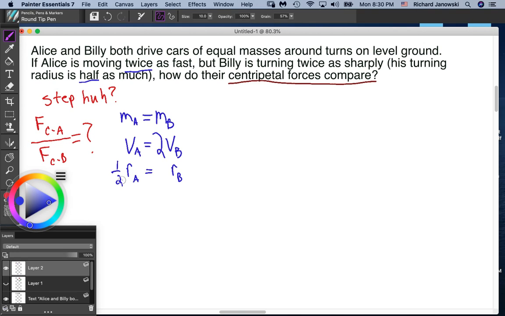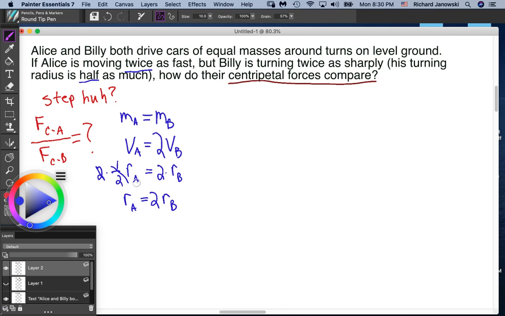I don't like having a fraction here. So to get rid of this fraction, I'm going to multiply both sides by 2. So put a 2 over there and a 2 over there. So 2 times 1/2, well, that just cancels. And I'm going to end up with radius of Alice is equal to 2 times radius of Billy. So convince yourself that that's true. This is exactly the same as what I had earlier, but I don't like that fraction, so I multiplied everything by 2 to get rid of it.